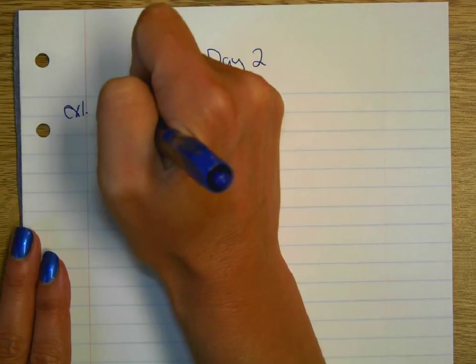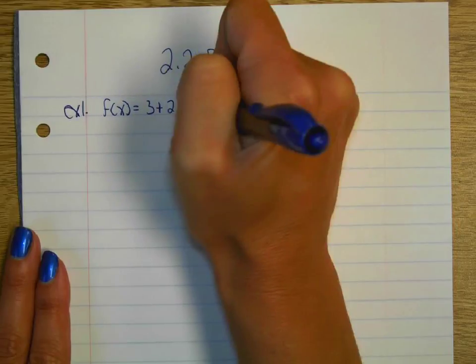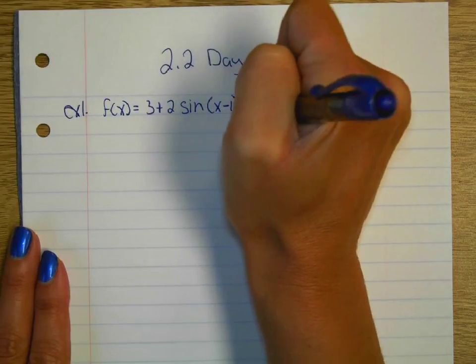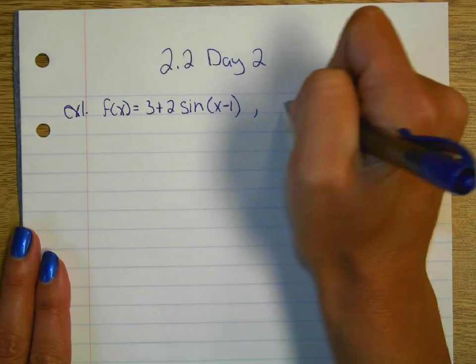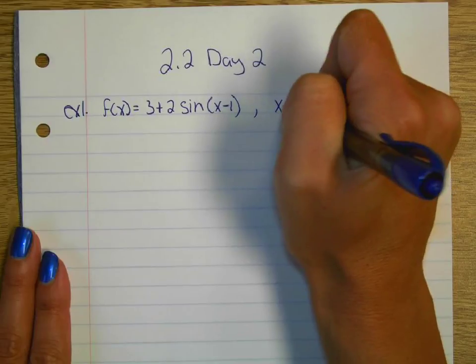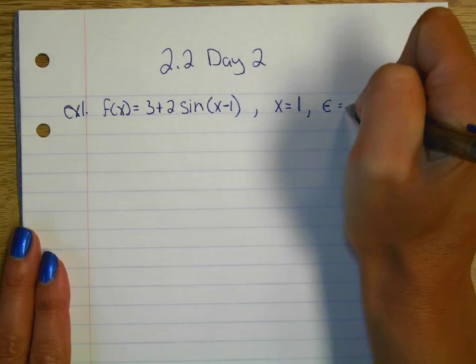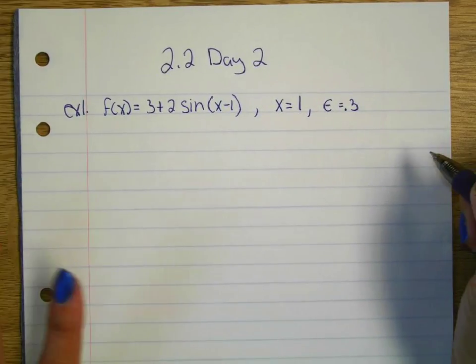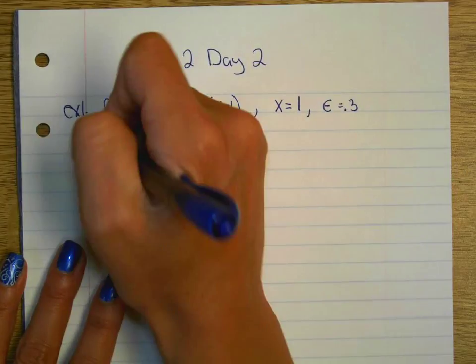If I have f of x equals 3 plus 2 sine of x minus 1. Like I said, the difference today is going to be in the equations. There's some tricky ones. We are going to let x approach 1. We're going to let epsilon equal 0.3. So you should sketch a graph, then find the limit, and then find the delta.